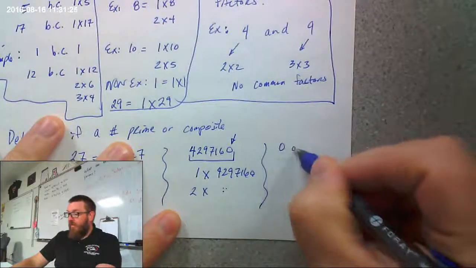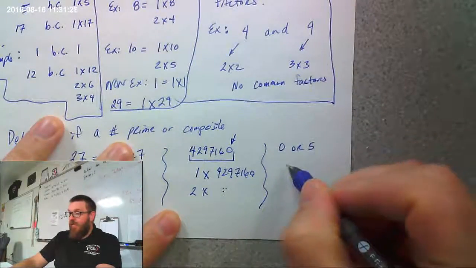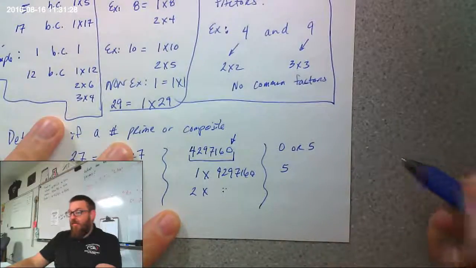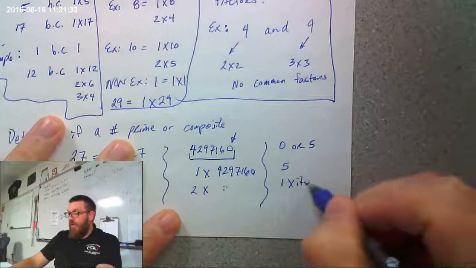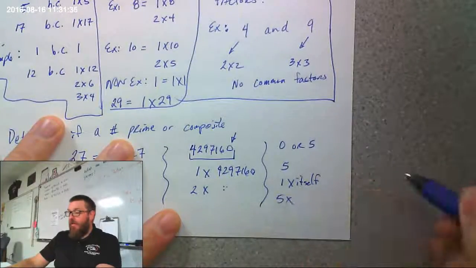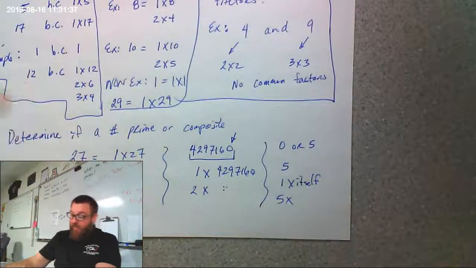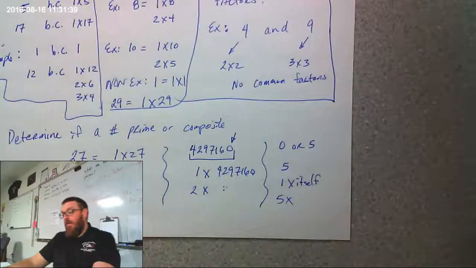Another way you can tell is if the number ends in 0 or 5, that means that 5 divides into it. Since more than 1 and itself divides into it, since also 5 would divide into it, that's more than 2 factors, so it would be composite.